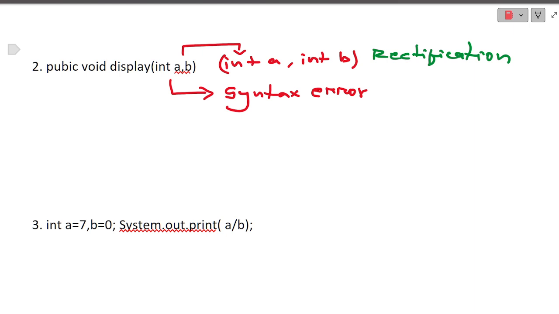Now look at this particular question. a is equal to 7, b is equal to 0. So here it is 7 by 0, right? Is it an error? Yes, it is an error. Which type of error is this? Let me write in red pen. Which type of error is this? This is a runtime error.